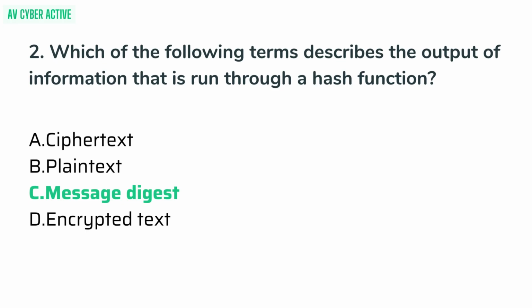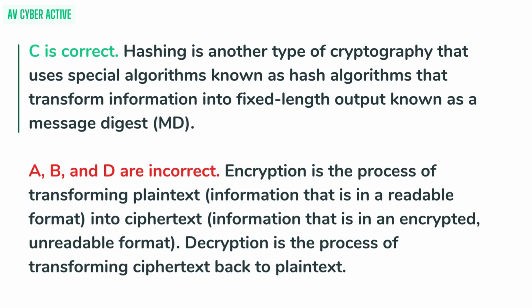C is correct. Hashing is another type of cryptography that uses special algorithms known as hash algorithms that transform information into fixed-length output known as a message digest, MD. A, B, and D are incorrect. Encryption is the process of transforming plaintext, information that is in a readable format, into ciphertext, information that is in an encrypted, unreadable format. Decryption is the process of transforming ciphertext back to plaintext.